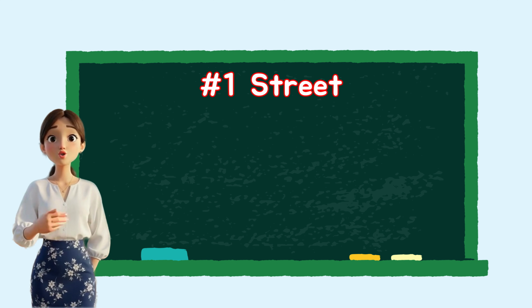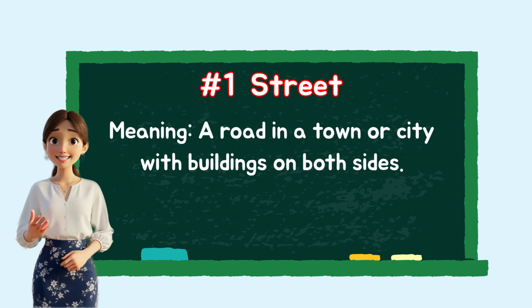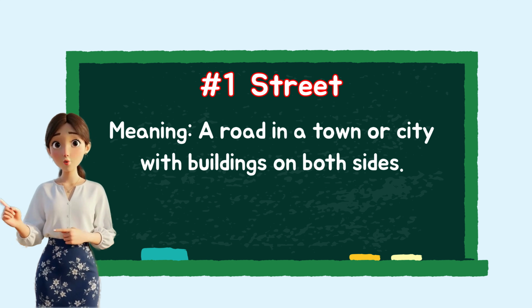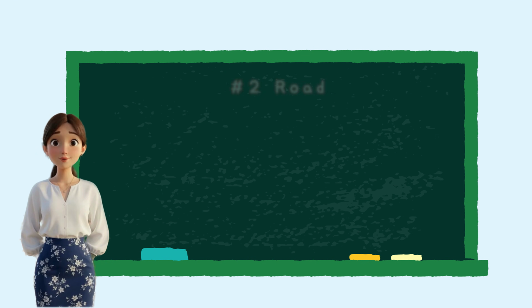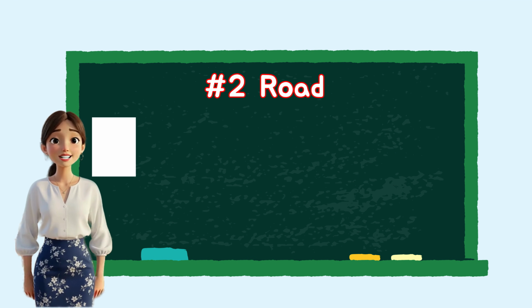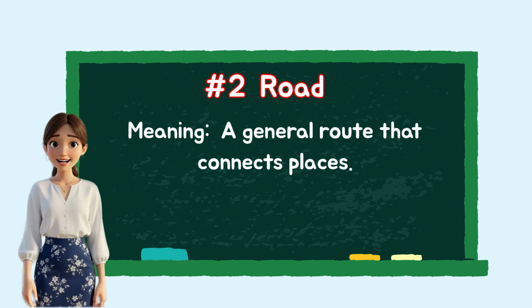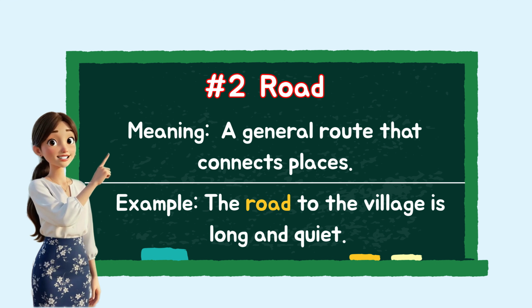Number 1. Street. It means a road in a town or city with buildings on both sides. Example, we walk down Main Street to get ice cream. Number 2. Road. It means a general route that connects places. Example, the road to the village is long and quiet.